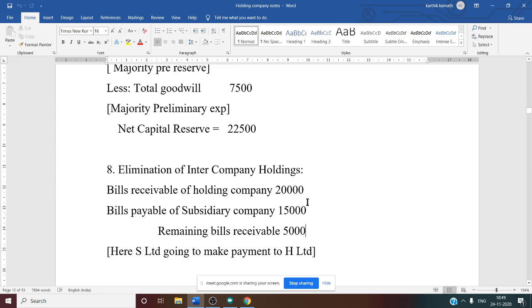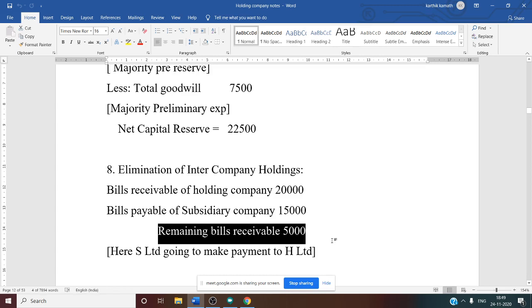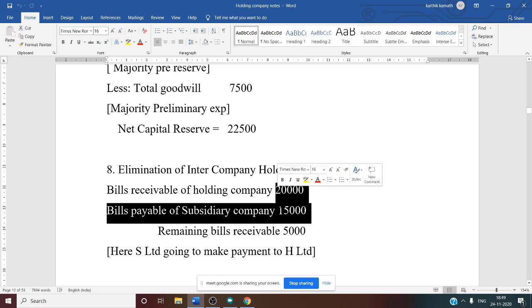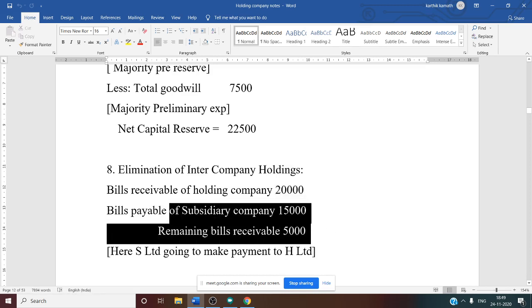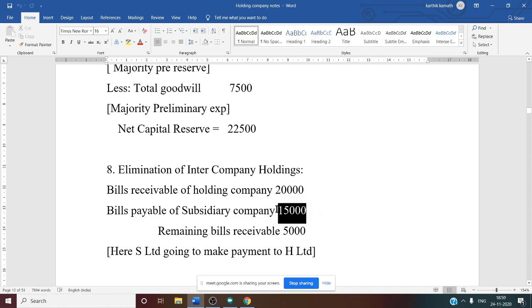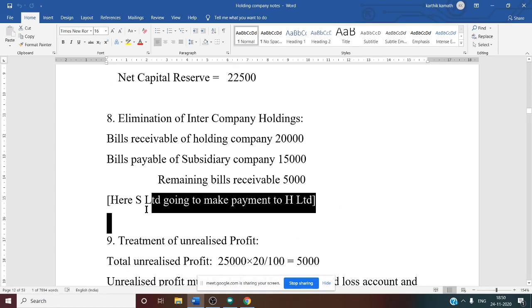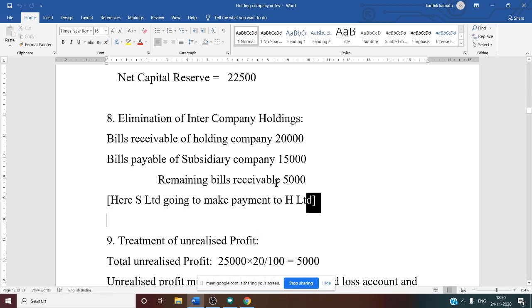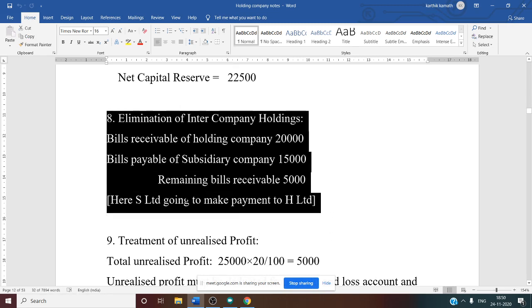So 15,000 and 20,000 we know. Now the remaining bills receivable is 5,000, so we do 20,000 minus 15,000 and we get the remaining 5,000. How did we understand that we have to deduct 15,000 only? By seeing the adjustment. Because S is accepting the bill, that is why S is going to make the payment to H Limited. This is working note number 8, elimination of intercompany holding.